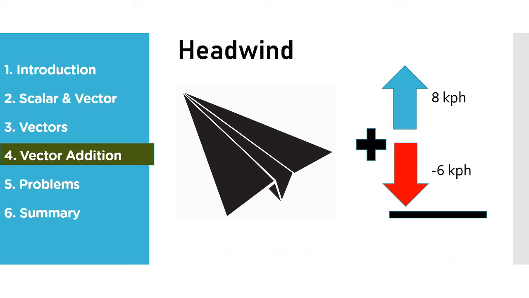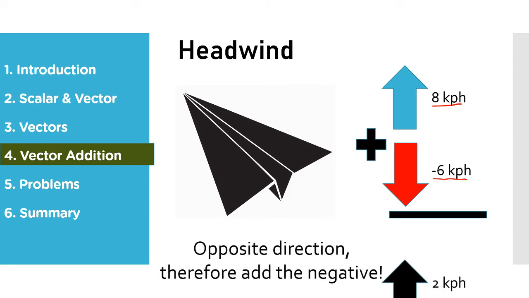If you have a headwind situation, wherein you're throwing against the wind, you will actually end up making the plane go slower. So for example, 8 kph, you throw it against the wind at 6 kph, you're going to end up with just 2 kph because you will add the negative, or subtract.